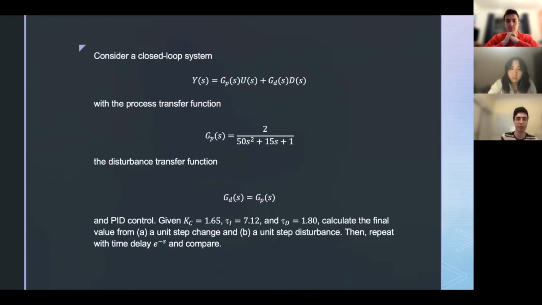The disturbance transfer function is shown at the bottom of the page, and the PID control parameters are given as well. So the goal is to calculate the final value from A, a unit step change, and B, a unit step disturbance. Then we're going to repeat that and incorporate the time delay, e to the negative s, and compare.